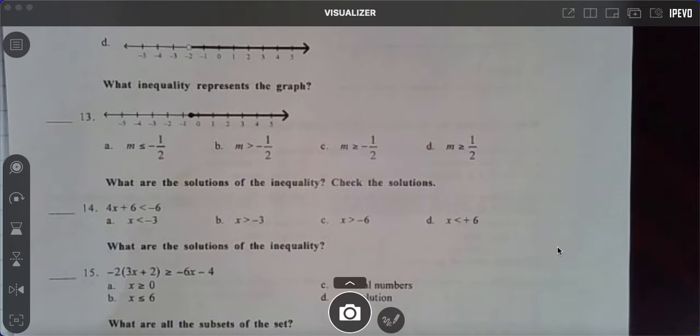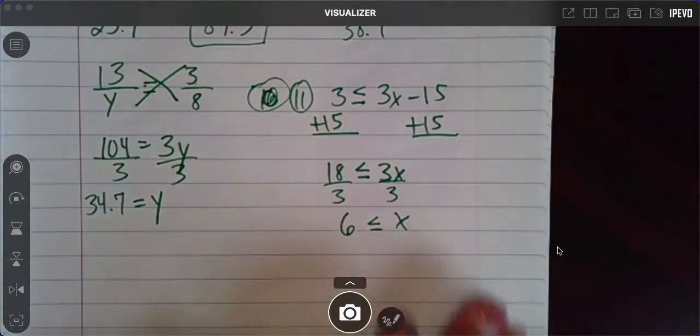But that math. Now you know it? You feel better? Okay. All right. Are we good with that? Keep going. Number 14.